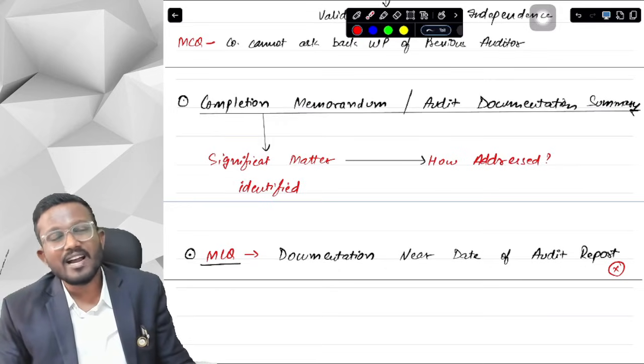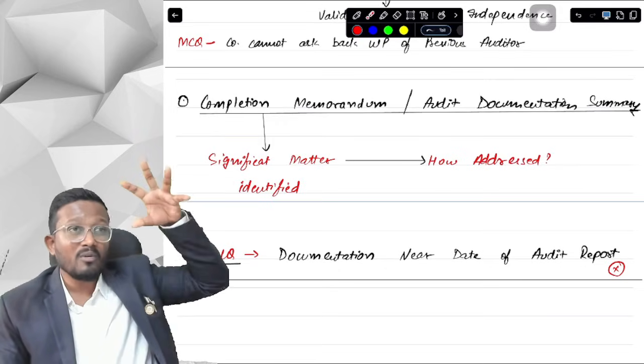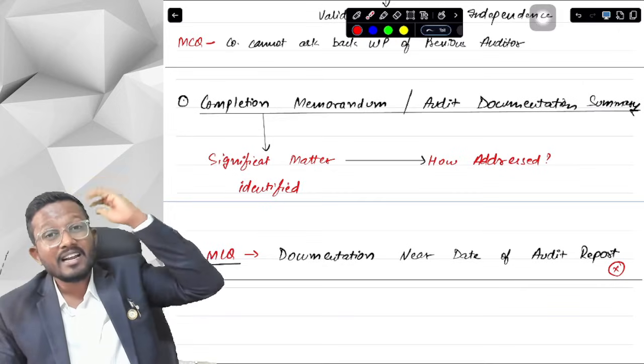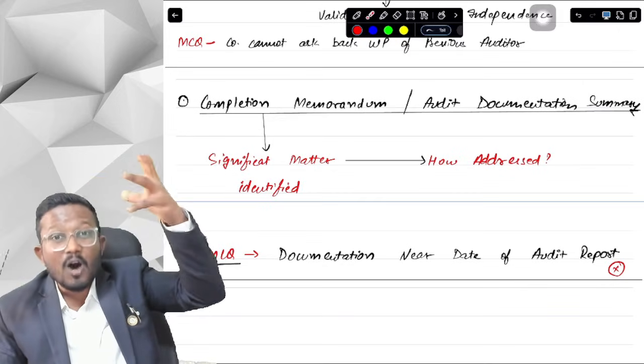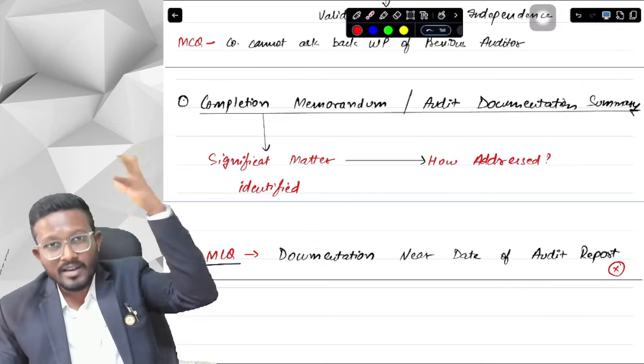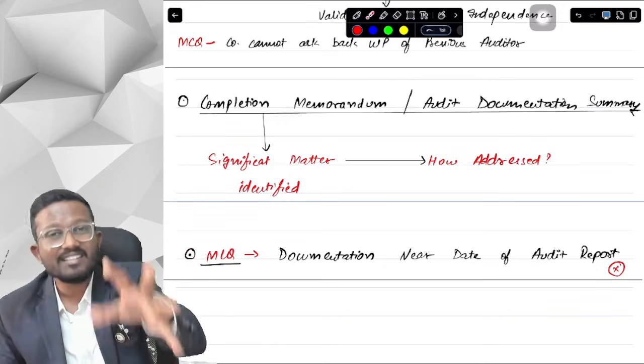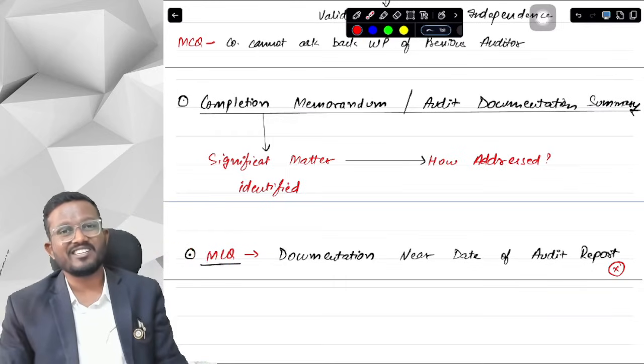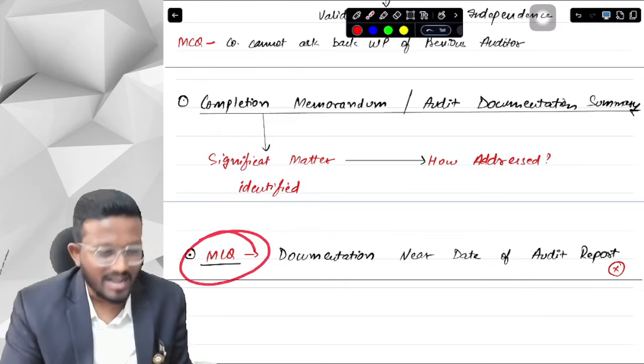Why is that the case, sir? Because suppose I did my procedures in January and I'm preparing my audit documentation in May, then there may be some things that I can miss out, that I can forget to include in my audit documentation. So it is said that the documentation should be prepared on a timely basis simultaneously with your audit procedures. Yes sir, this has come in an MCQ as well.